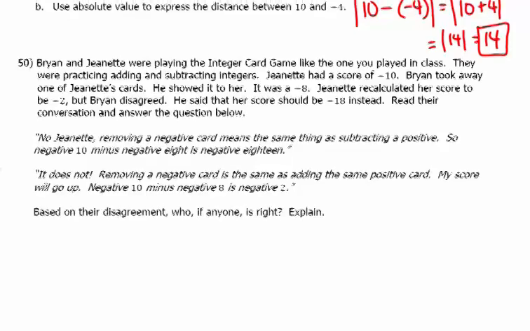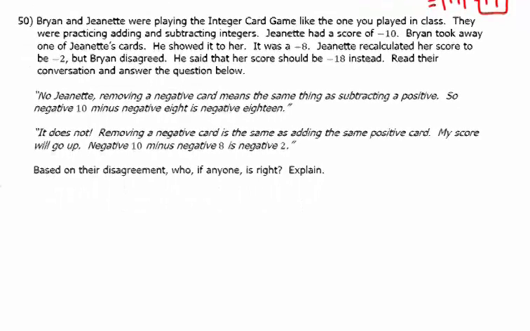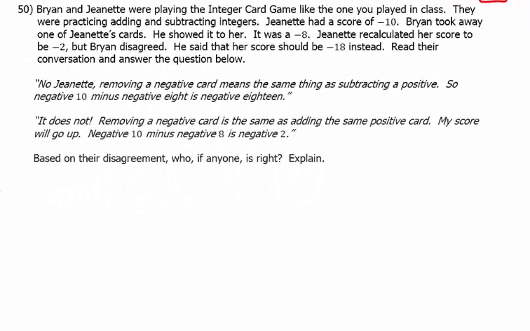Brian and Jeanette were playing the integer card game like the one you played in class. They were practicing adding and subtracting. Jeanette had a score of negative 10, so that's her score. Brian took away one of Jeanette's cards and he showed it to her. So he took away a negative 8. Jeanette recalculated her score to be negative 2, but Brian disagreed. He said that her score should be negative 18 instead.